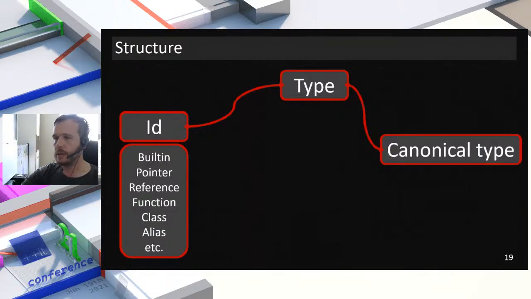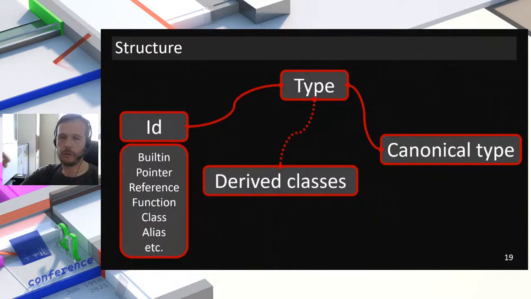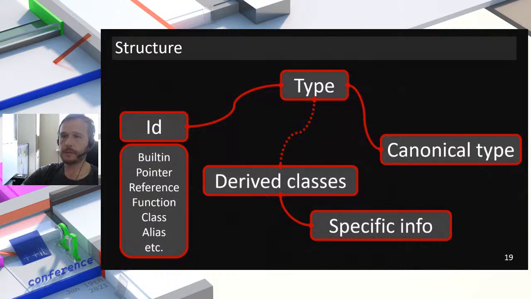Here's what's very important. That's a canonical type. I'll tell you why we have it and why we need it a little bit later. It's a canonical representation of a type. Now, of course, it has derived classes, and they hold specific info. They all inherit from type, but they are kind of different.